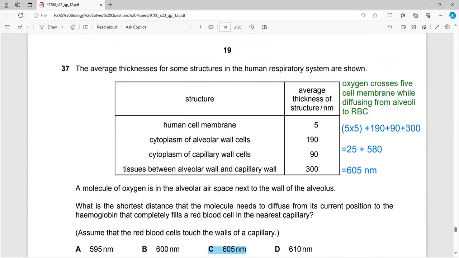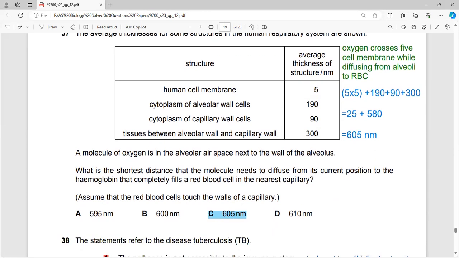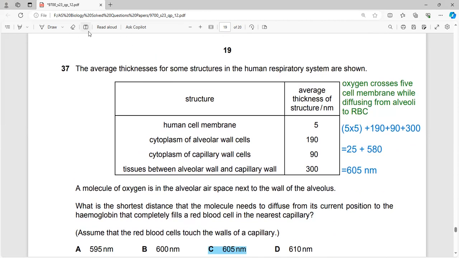The average thickness for some structures in the human respiratory system are given there. For example, the human cell membrane is 5 nanometers, the cytoplasm of the alveolar cell wall is 190 nanometers, the cytoplasm of the capillary cell wall is 90, and the tissue between the alveolar wall and capillary wall is 300. Now, these different options are given there, so we are going to proceed to the answer.